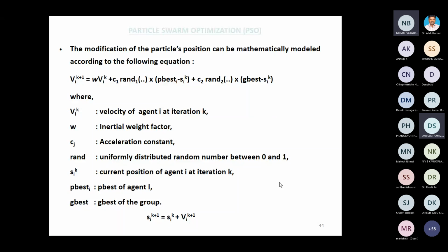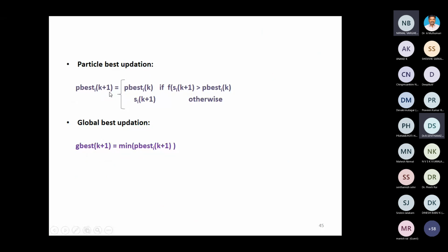Now, P_best,i is the personal best of agent i, and G_best is the best of the group. That is, S_i(k+1) = S_i(k) + V_i(k+1). The G_best can be calculated from the individual velocity movements, so that it becomes the global best, connected to all the values. Now the personal best: P_best at k+1 is updated to X_i(k+1) if it is better than P_best at k. Otherwise, it stays with S_i(k). Global best updation is the minimum of the personal best values of error. Here I consider the error.